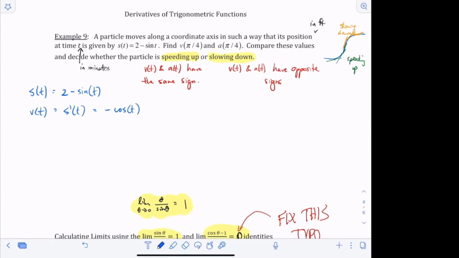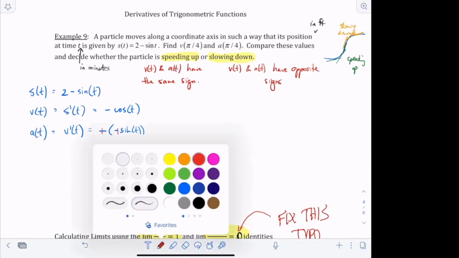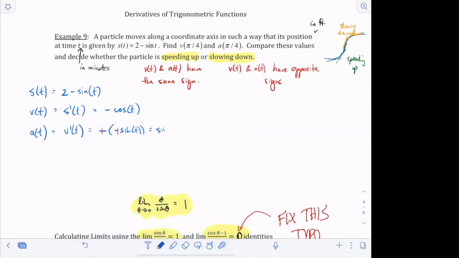If we want to find the acceleration, it's the derivative of the velocity. The negative sign stays there. The derivative of cosine is negative sine of t. So in the end, you're just going to get sine of t.